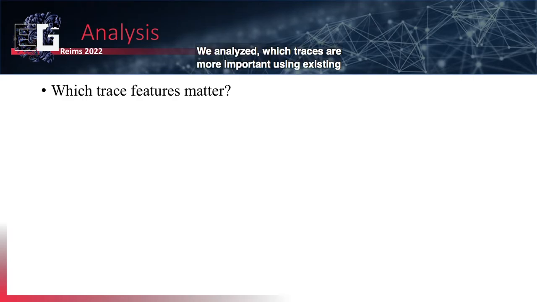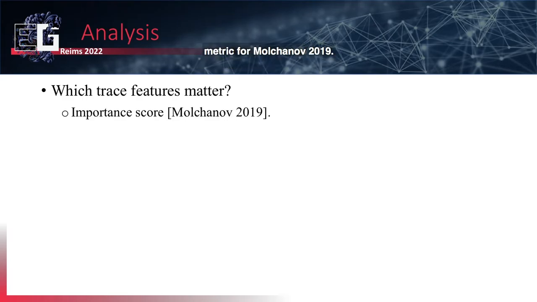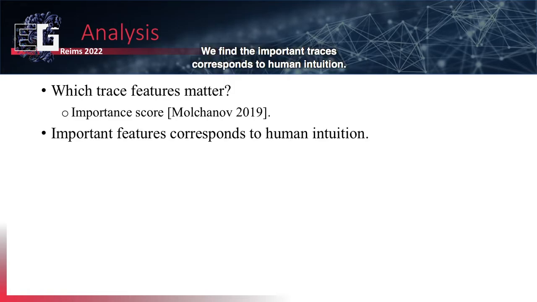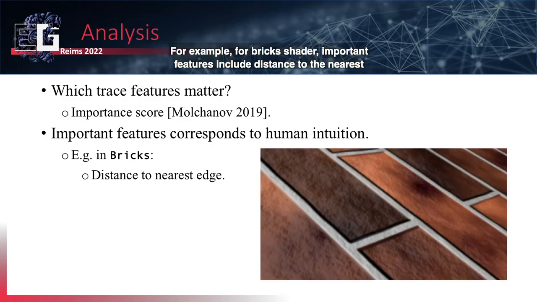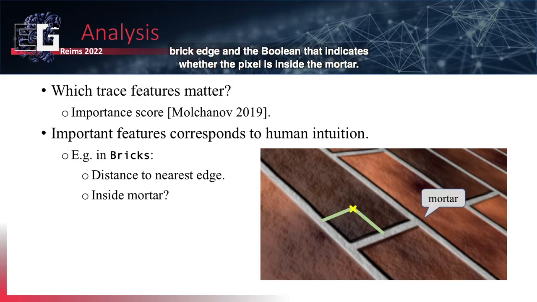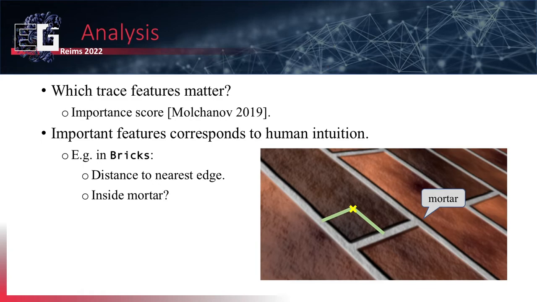We analyzed which traces are more important using an existing metric from Molchanov 2019. We find the important traces correspond to human intuition. For example, for the bricks shader, important features include distance to the nearest brick edge, and the boolean that indicates whether the pixel is inside the mortar. This can help prevent the edge from being broken.